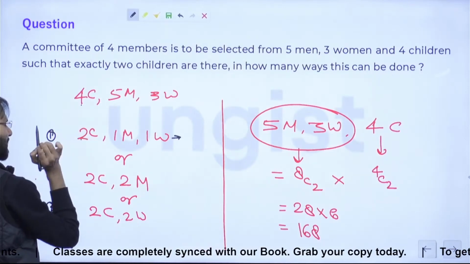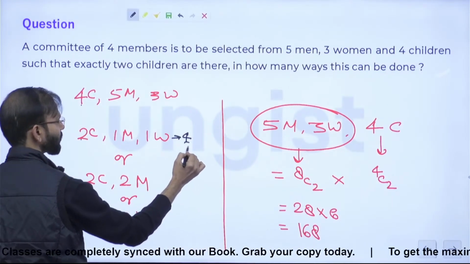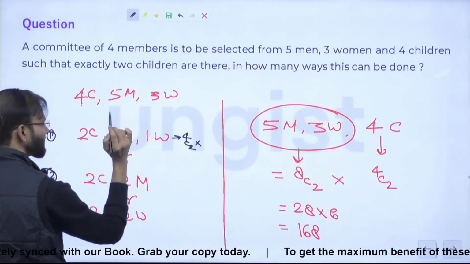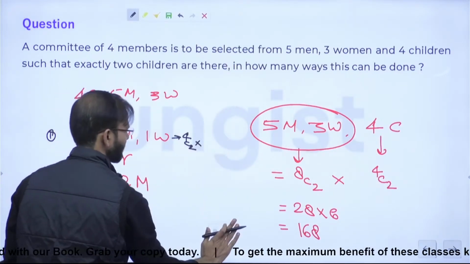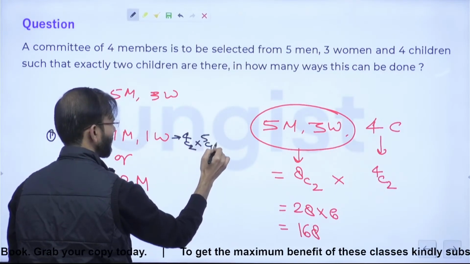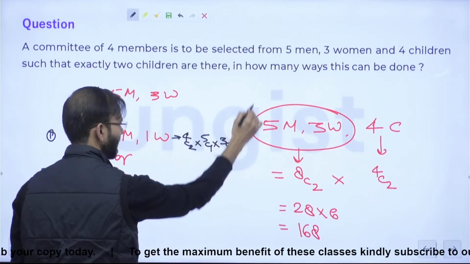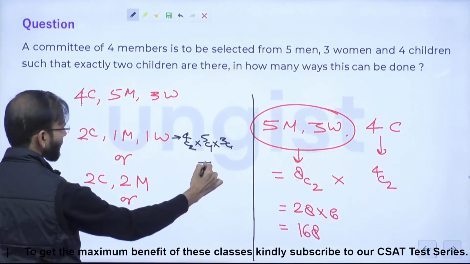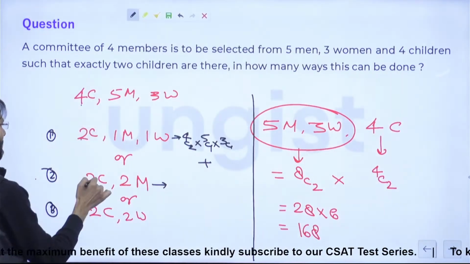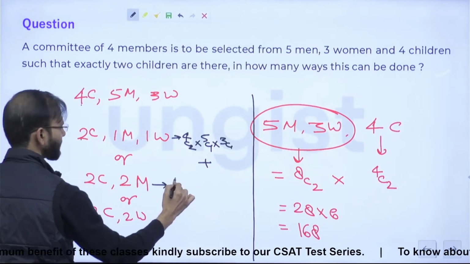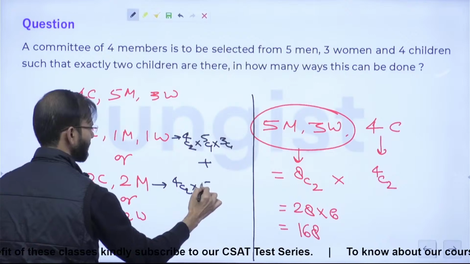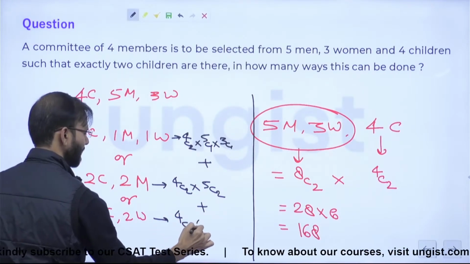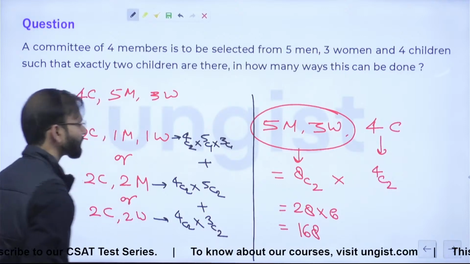4 children, 2 children. So 2 children out of 4 will be chosen in 4C2 ways. After that 5C1, after that 3C1. Everybody clear? Plus 4C2, 5C2. So 4C2 into 5C2 plus 4C2 into 3C2. Guys, is it clear?